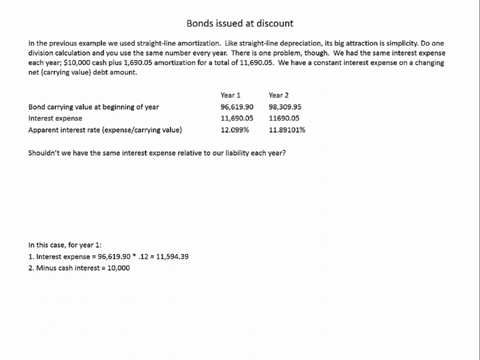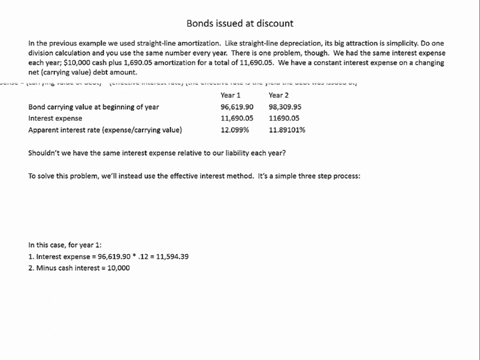And so, since this is the same borrowing transaction, shouldn't we have the same interest cost as a percentage of our debt each period? Now again, in this example, it's not a terribly material difference, but if we had a case where we had a really substantial discount or really substantial premium, for example with a zero coupon bond, then the difference really could be material.